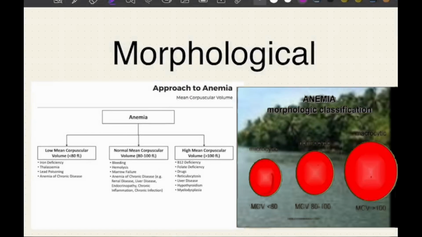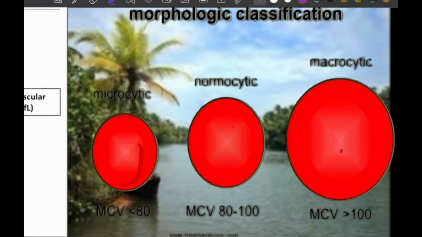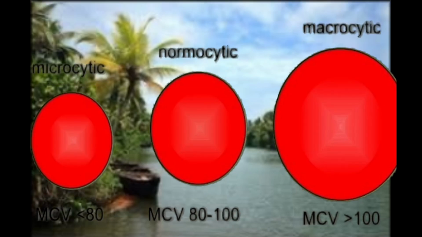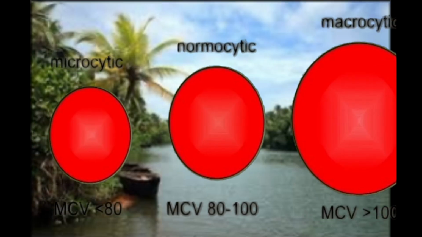Morphologically, depending upon the MCV, you divide the anemia into microcytic, macrocytic, and normocytic. So the normal MCV is 80 to 100. So that is the normal. So basically the classification is as microcytic anemia, macrocytic anemia, and normocytic anemia. So let us look into what are the causes for each one.